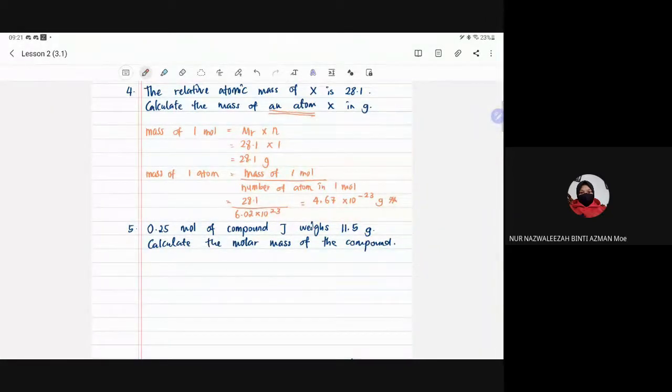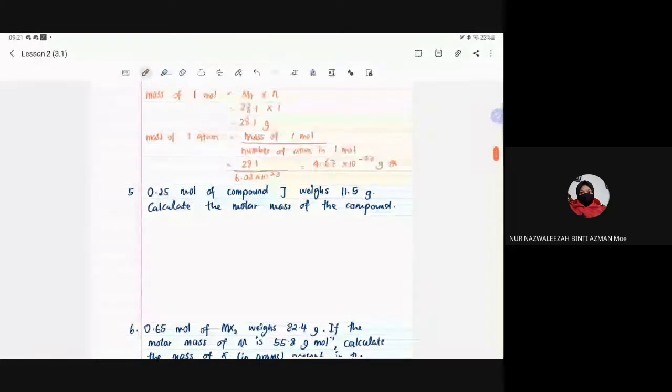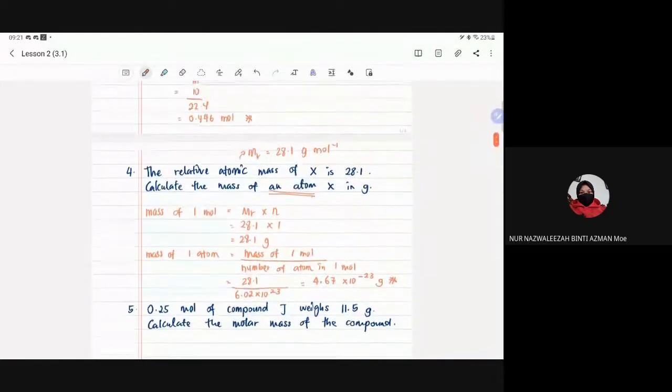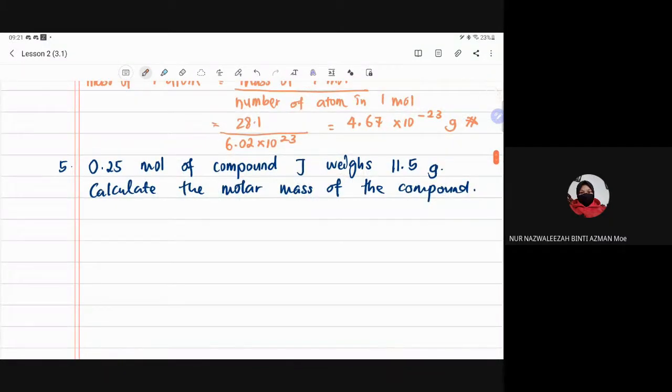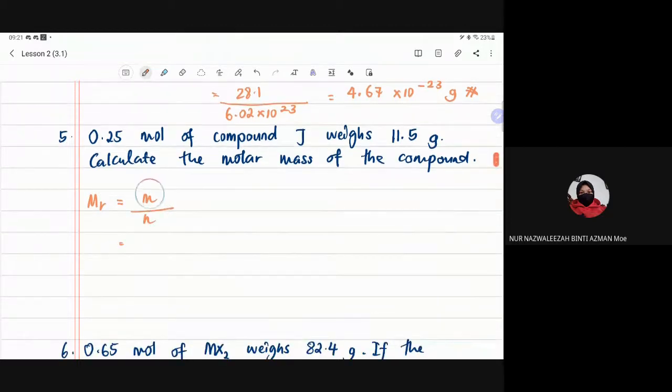Okay, then let's have a look at how we can answer this question. So ni senang je, kita nak cari molar mass. Kalau kita tengok formula molar mass, Mr is equals to mass over number of mole, M over N. So mass dia bagi 11.5, mole 0.25. Divide je lah, this is straightforward. You should get 46 grams per mole.